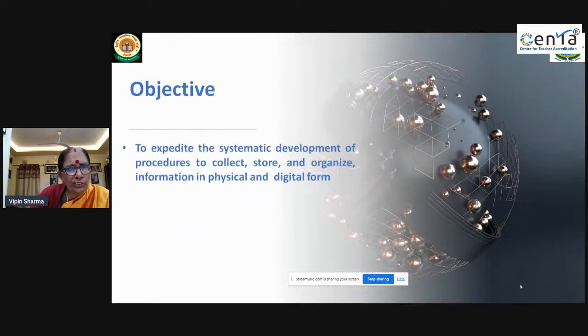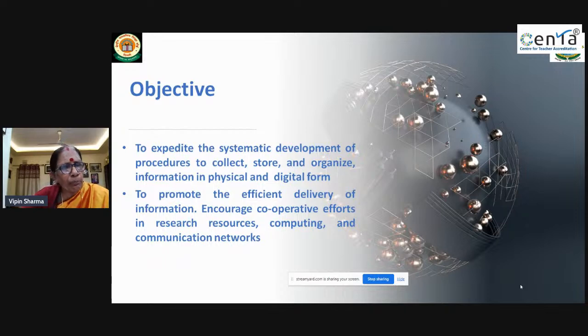Now, what is the objective of today's session? To expedite the systematic development of processes to collect, store, organize. Believe me, it is not only the librarian who handles the library, but frankly speaking, the teachers need to give their cooperative support. They need to help because library is an asset in the development of the learning process. And who develops this process? The teachers. So it's a place that can be transformed for different types of learning: individual, peer, collaborative learning. So it is very important that the teachers and the librarian join hands so that they can promote delivery of information. It is a cooperative effort of one and all.